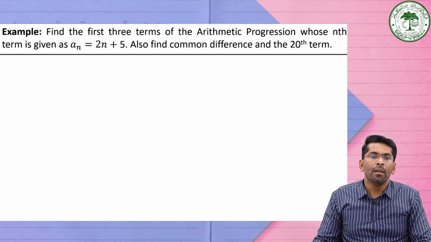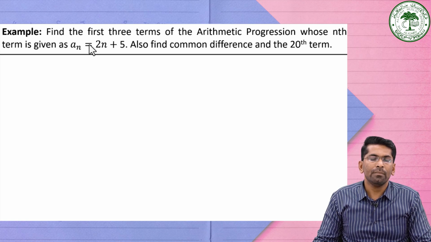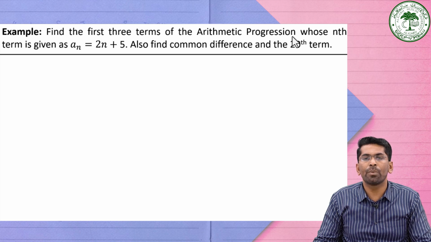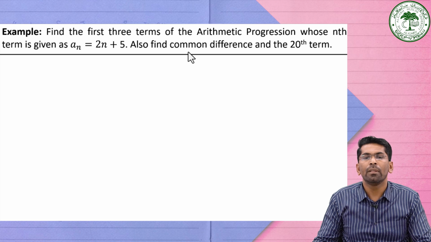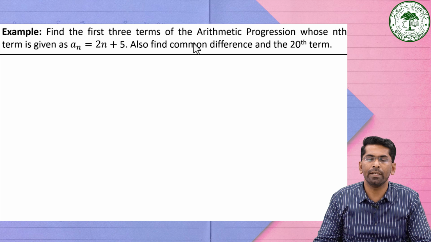Okay. Now we have another question. Find the first three terms of an arithmetic progression whose nth term is given. The nth term is given, that is an is equal to 2n plus 5, and we want to find out the common difference and the 20th term of this particular series.